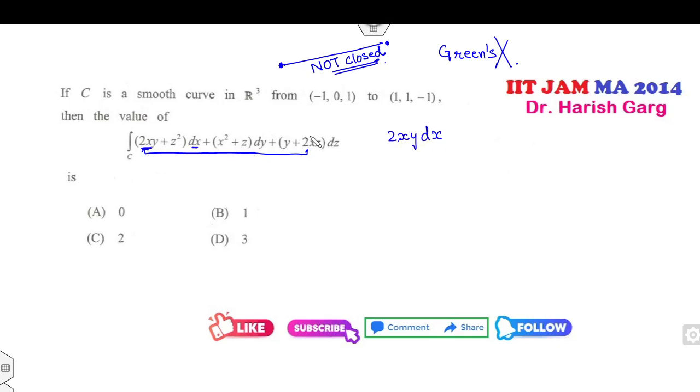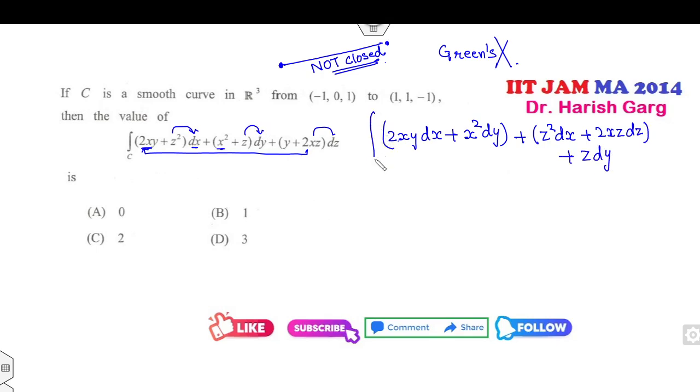Fine. Any other pair? This is the xy, plus x square dy. Fine. This is my xz, plus z square dx, and this is xz, 2xz of, fine. What is remaining is z into dy. Fine. This is the integration of it.